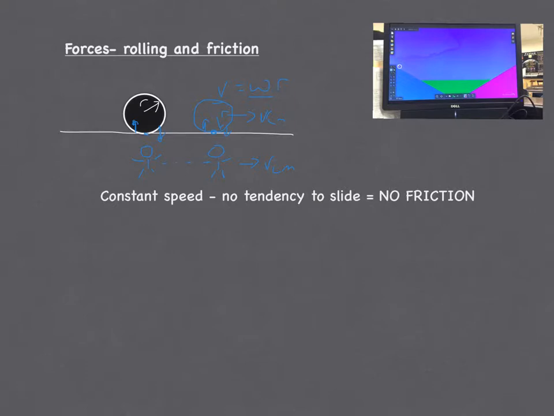And since those particles are simply moving straight up and straight down as it's rolling, it's basically just putting the particle down and lifting it back up. There is no tendency to slide. There will be no friction on an object that is rolling smoothly and not accelerating.